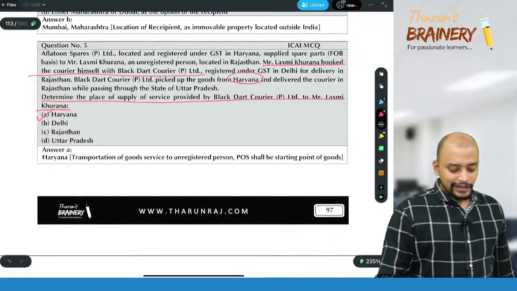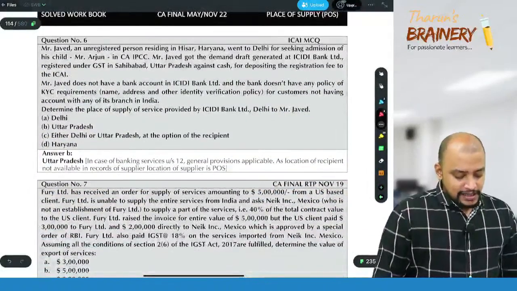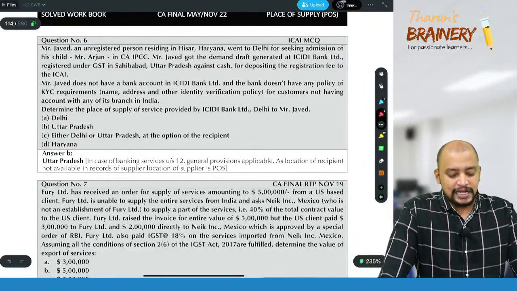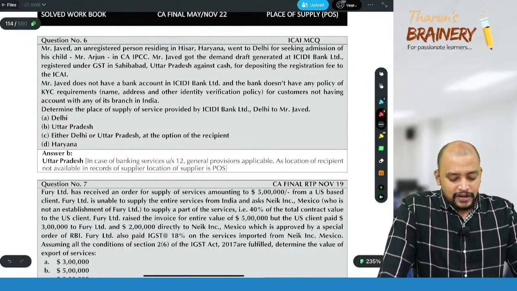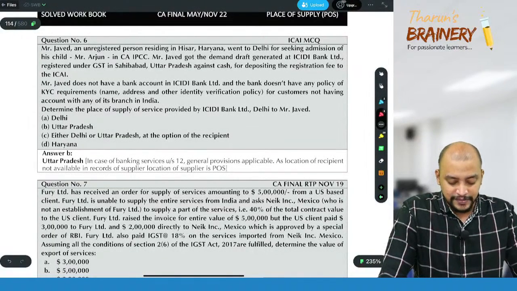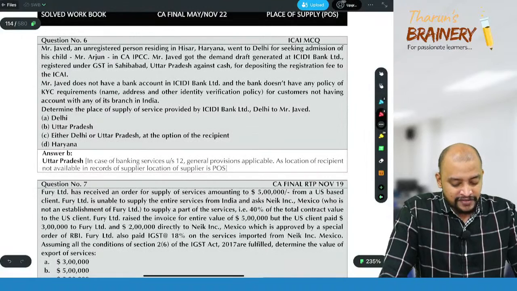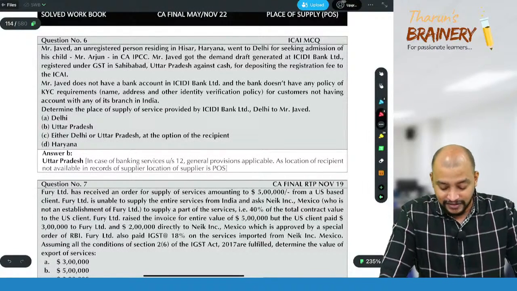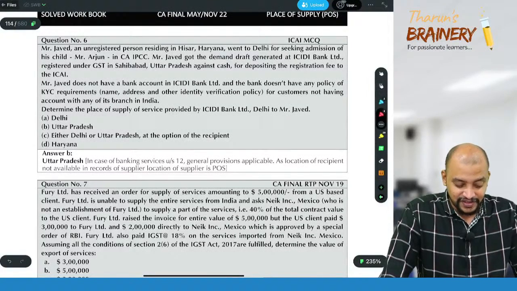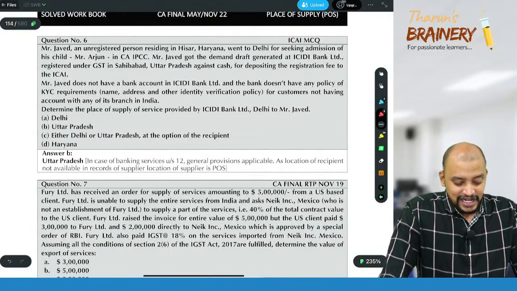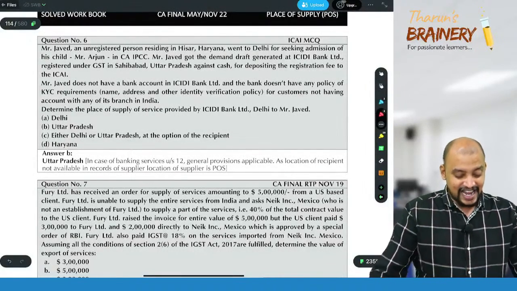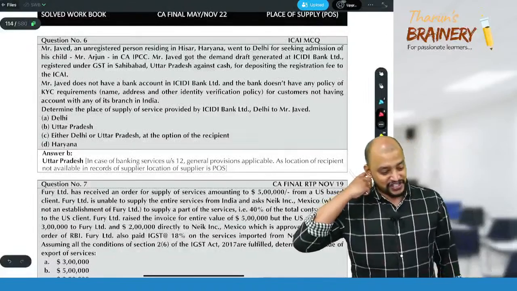Okay. Then question number 6. Mr. Javed, an unregistered person residing in Hisar, Haryana, went to Delhi for seeking admission of his child Mr. Arjun in CIPCC. Mr. Javed got the demand draft generated at ICICI Bank, registered under GST in Ghaziabad, Uttar Pradesh, against cash for depositing the registration fee to CIPCC.